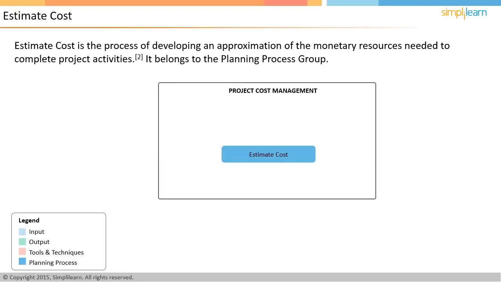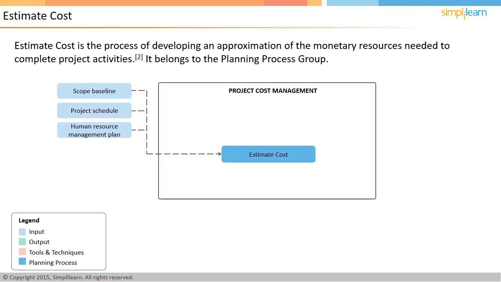Let us look at the inputs of this process. Scope baseline is the most important input as it details out the project's scope of work. Along with that, project schedule is also important. This contains information like when and which resource is required for the project. It is good to remember that the same kind of resources may have different costs at different points of time.